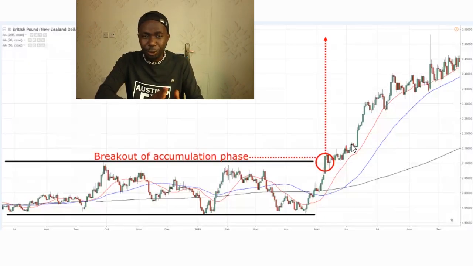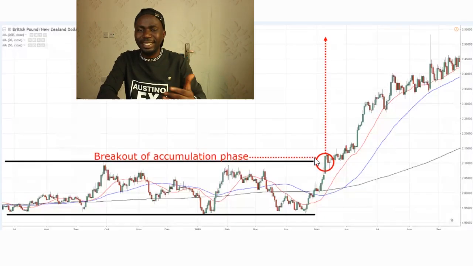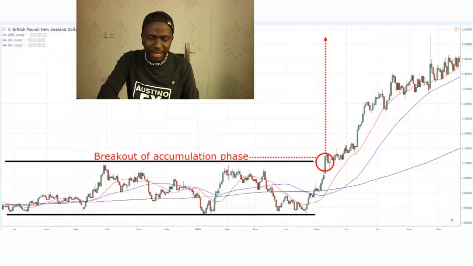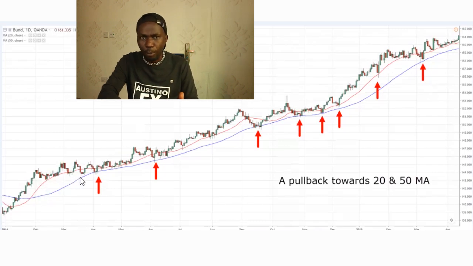So in this stage, you are only meant to buy. If you dare sell, you are going to lose a lot. So when we talk of advancing stage, it's a stage where buyers are in control. Buyers are in charge of the market. So this is another example of an advancing stage. You can see that the price is going up.